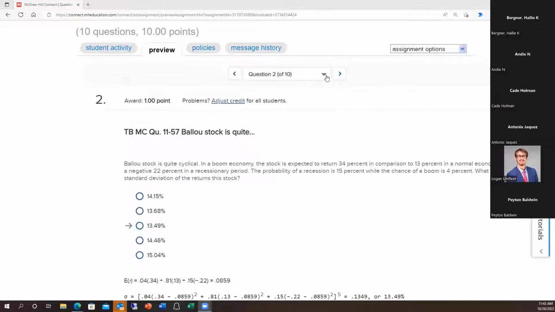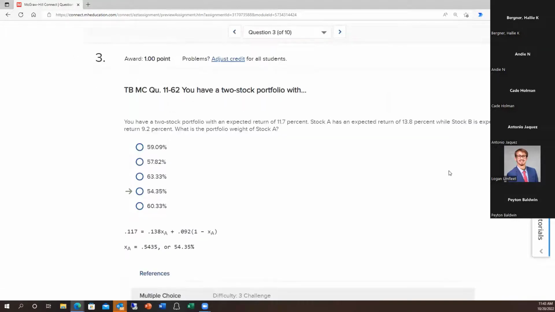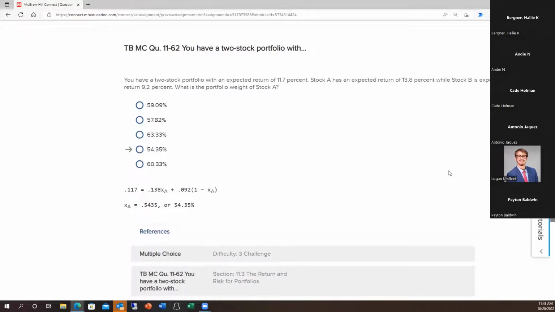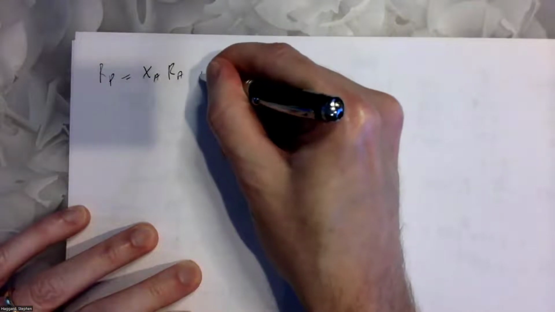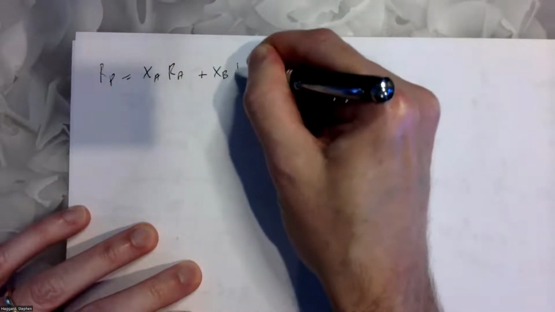Okay, now the next one we've been asked about is question 3. You have a 2-stock portfolio with an expected return of 11.7%. Stock A has an expected return of 13.8%, while stock B is expected to have a return of 9.2%. What's the portfolio weight of stock A? Okay, so we know that the return on a portfolio is equal to the return on A times the weight of A plus the weight times the return for B.